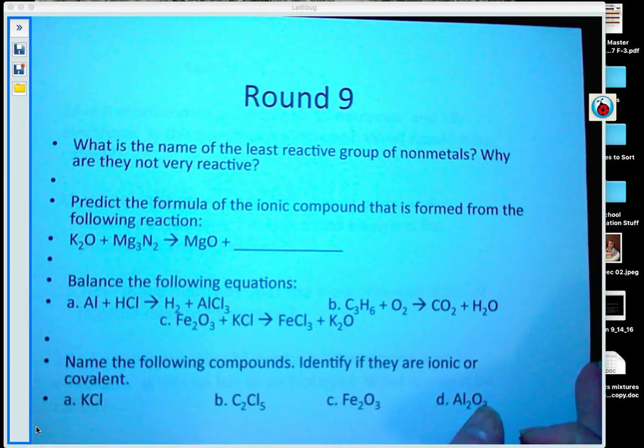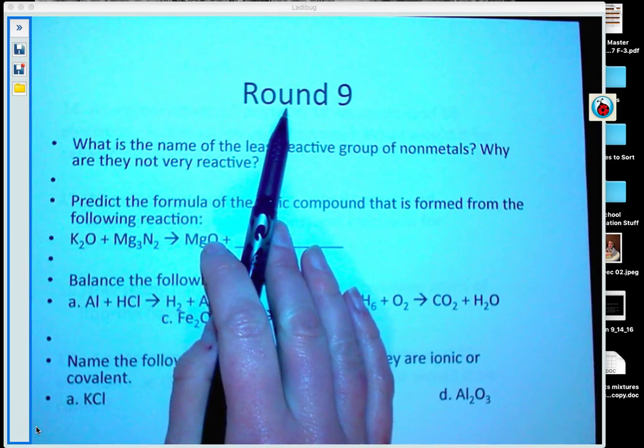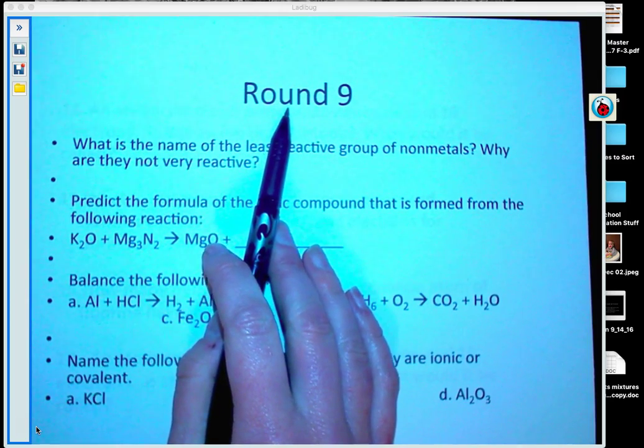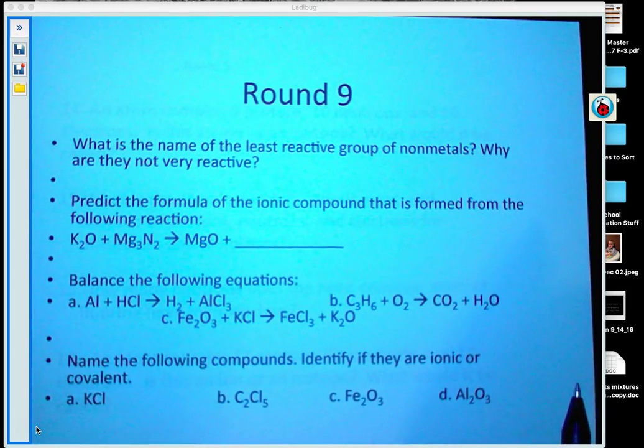All right, I'm going to jump all over the place here. As you guys can probably see, this is round 9, not round 1. This was supposed to be trivia for today, so I'll have to make it up to you somehow next week.